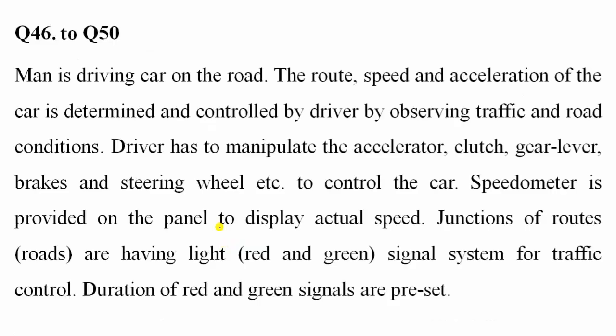Question number 46 to 50 is based on control system. So it is all about error analysis. What they have given is a man driving a car on the road. The route, speed and acceleration of the car is determined and controlled by the driver by observing traffic and road condition. The driver has to manipulate the accelerator, clutch, gear lever, brakes and steering wheel, etc. to control the car. A speedometer is provided on the panel to display actual speed. Junctions of routes have lights indicated by green signal or red signal for traffic control. Duration of red and green are preset.